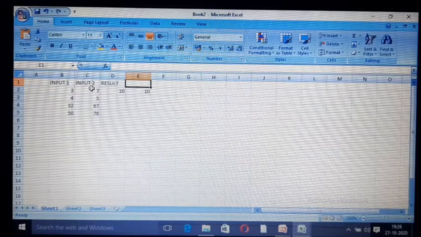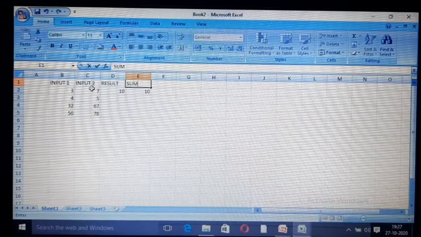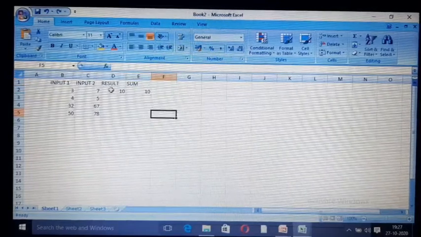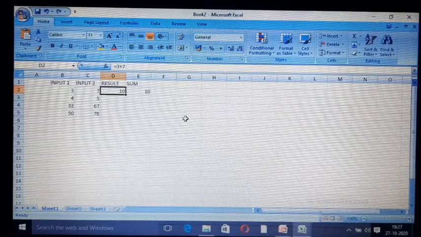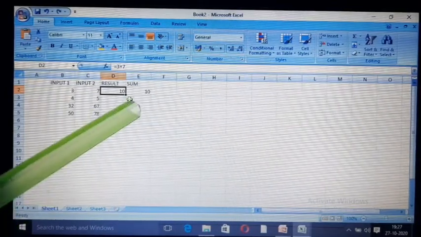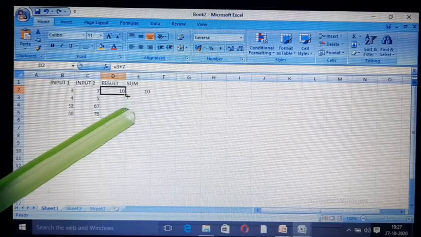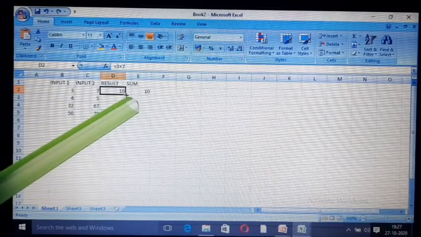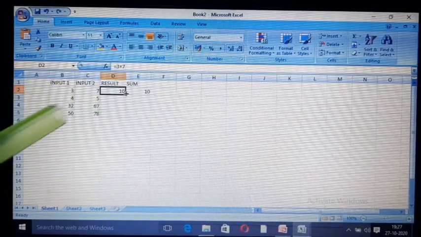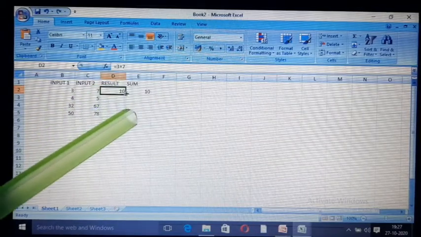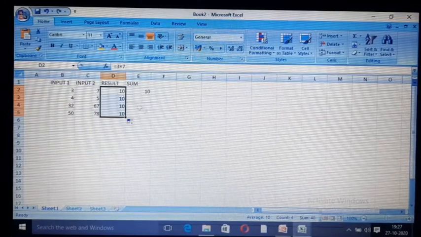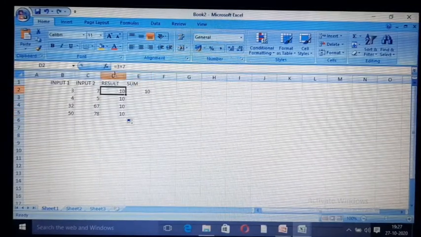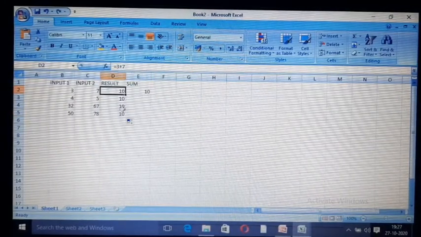Here is the autofill handle. When you use the autofill handle, bring the pointer to the dark square box here like this. Now the pointer changes to a dark plus. Click and drag down. Now the answers are all the same: 10, 10, 10, 10.